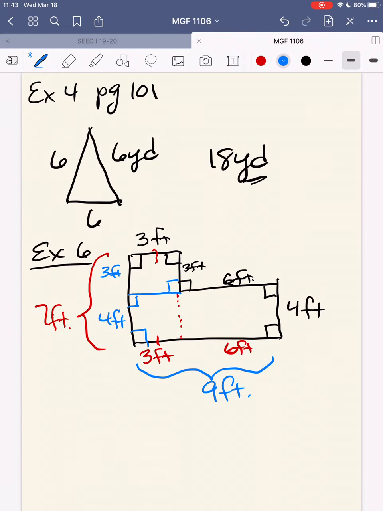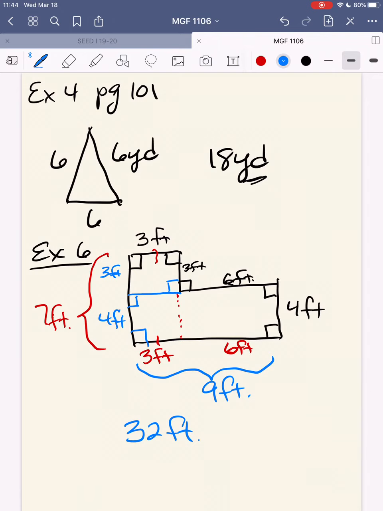And now I can find the perimeter by just adding the sides. I will let you do that in a calculator all by yourself, but you should end up with 32 feet when you are finished. Okay, and that's the perimeter of this shape.